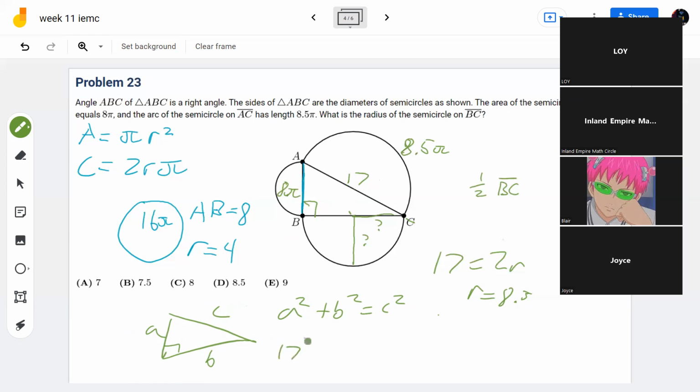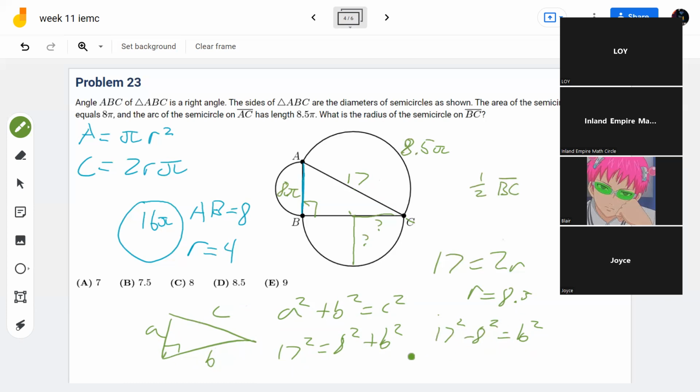So we know 17 squared equals, we know this side AB, which is 8, 8 squared plus B squared, right? So now we can just solve for B. So 17 squared, we can just move the 8 over, right? We can subtract both sides by 8 squared for the algebra here. So that'll give us 17 squared minus 8 squared equals B squared. And remember, we just set the bottom side length as B for this.